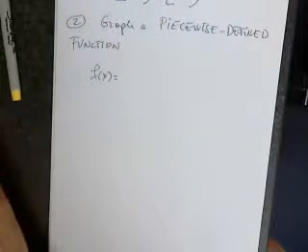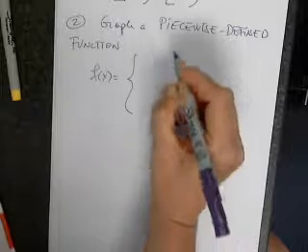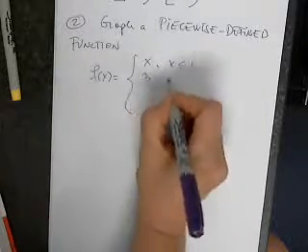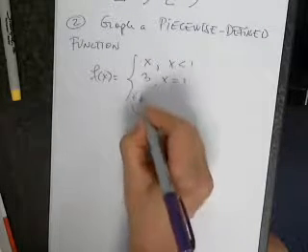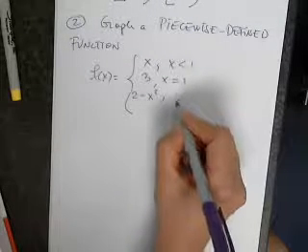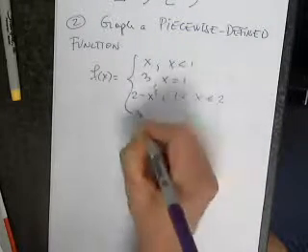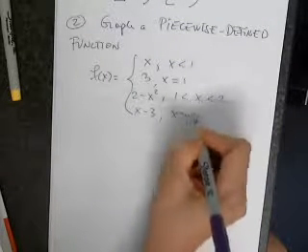So I'm going to copy that function. It has 4 different branches. x for x less than 1. 3 for x equals 1. 2 minus x squared for x between 1 and 2. And x minus 3 for x greater than 2.